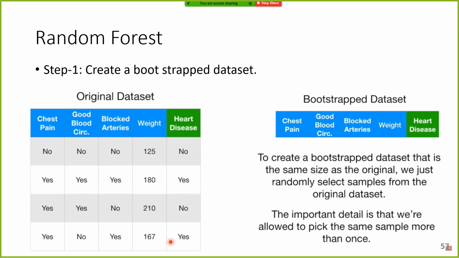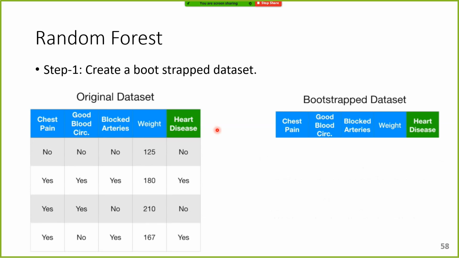Typically the selection is done in such a way that 75% of the data is kept in this bootstrap data, and 25% we keep as test data.